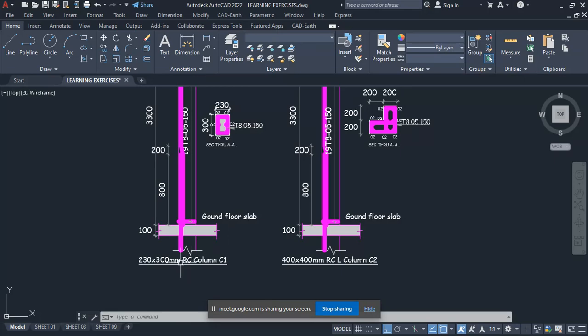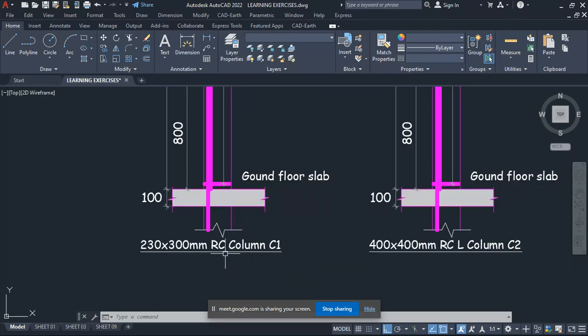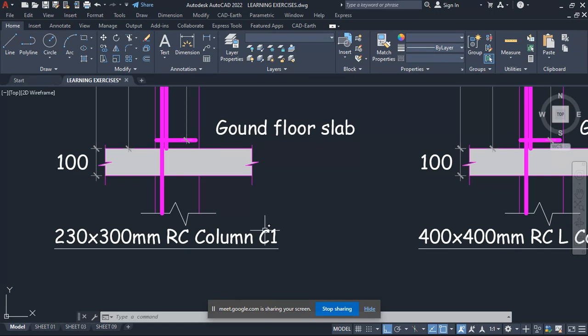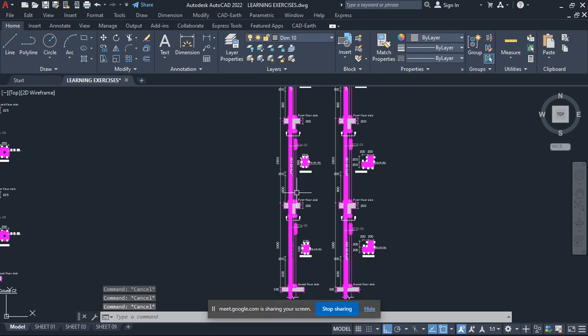Then you show that it is a 200 by 300 reinforced concrete column, either 1 or 2 or 3. So in this case it was C1. Okay? So any question about the column?